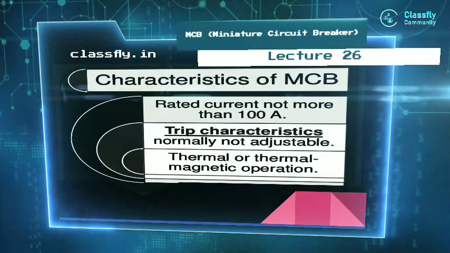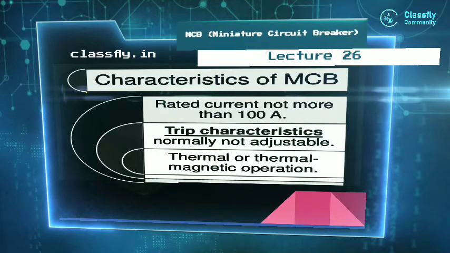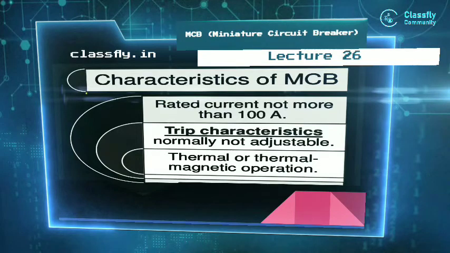Now we will know what the characteristics of an MCB are. The first characteristic is that its rated current should not be more than 100 ampere. Second, trip characteristic, normally not adjustable. Third, thermal or thermal magnetic operation. These are the three basic characteristics of an MCB.